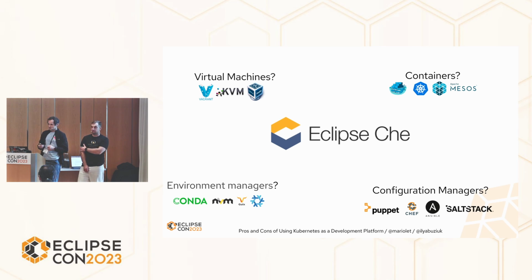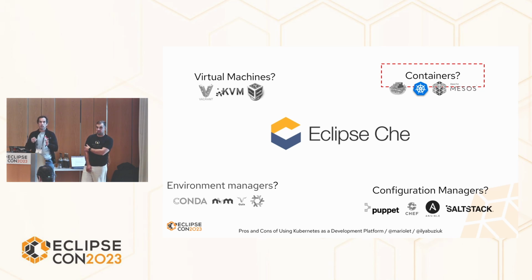But guess what we chose? Containers and Kubernetes. Actually, the very first implementation of Che was using virtual machines. But a few years ago, I would say 7 years ago, approximately, we decided to switch to containers. And maybe a couple of years later, after running Che on Docker Swarm, we actually decided to use Kubernetes as the main platform to run development environments.